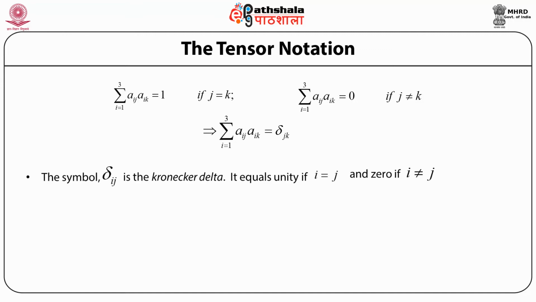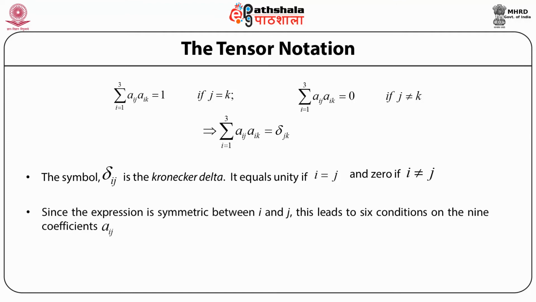The symbol delta ij is represented as the Kronecker delta. It equals unity if i equals j and 0 if i is not equal to j. Since the expression is symmetric between i and j, this leads to 6 conditions on the 9 coefficients aij. Thus, only 3 of them are independent.